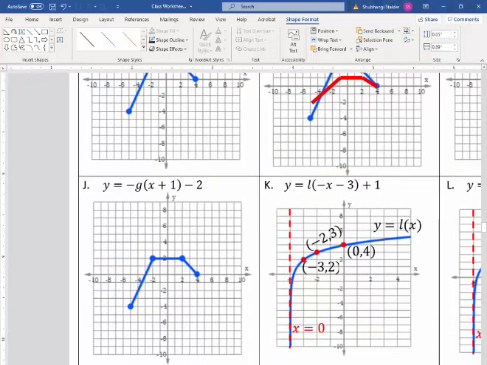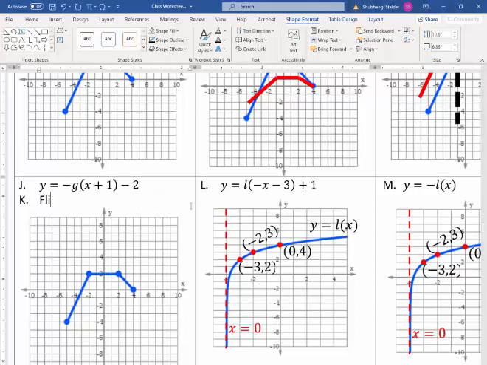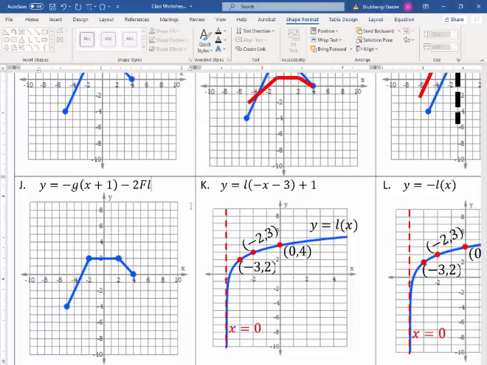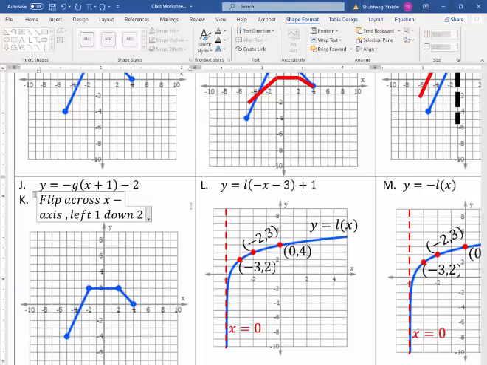And let's see. Did we have anybody doing these? Yep. All right. Tell us what to do. The first one, you're going to flip it over the axis. And then you're going to move it. I'm just going to write what they're saying so you can draw it. Flip. All right. Tell me, flip what? Across. Flip it over the y or the x-axis. X-axis. Then you go to the left 1 and down 2. Left 1, down 2.